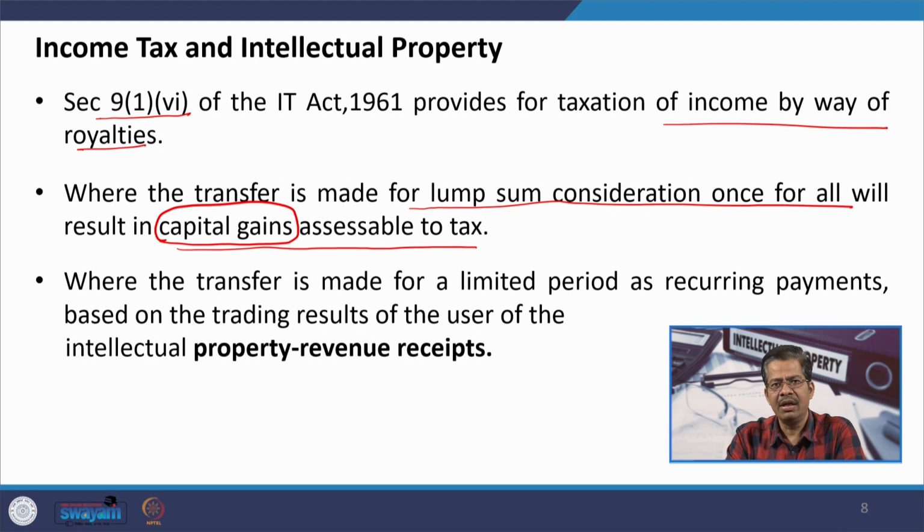So, it is not only IP related income, but in the majority of other cases also capital gain is applicable. That is why we said in the beginning that there is no separate mention of IP, but it is possible to include IP related income through various other provisions in our Income Tax Act. Now, whether the transfer is made for a limited period as a recurring payment based on the trading results of the user, intellectual property is revenue receipts.